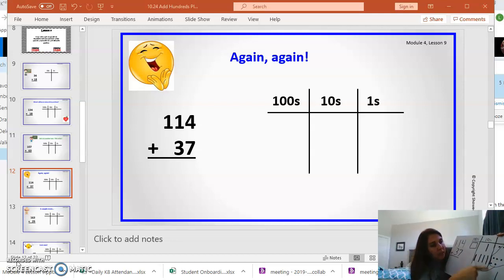So that's going to leave me with just that 1 left. Now I count my tens. I have 1, 2, 3, 4, 5 tens. And then I just have the 100. So the 100. 151 is my solution.